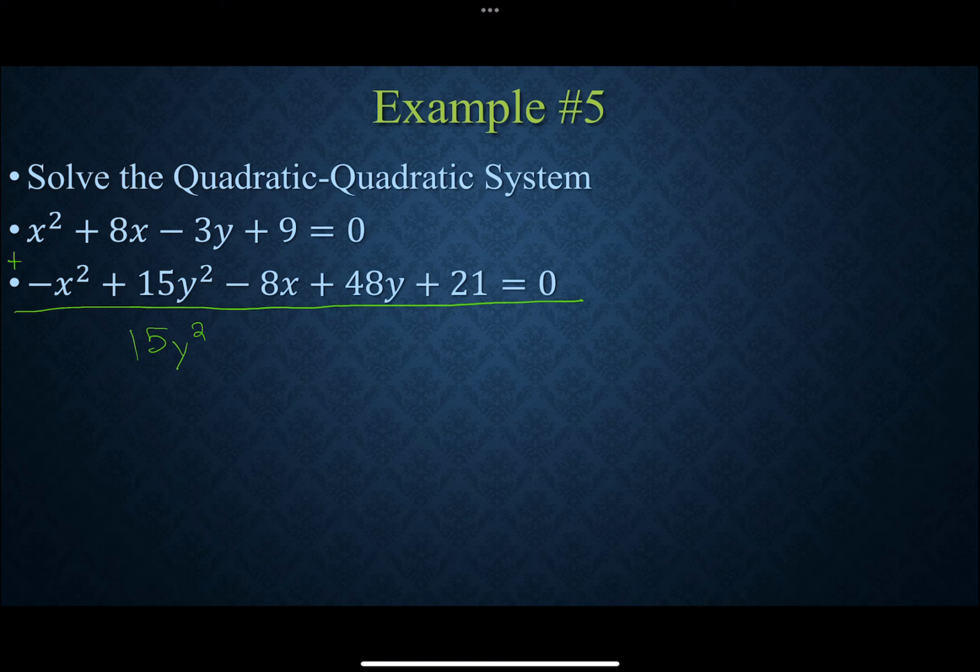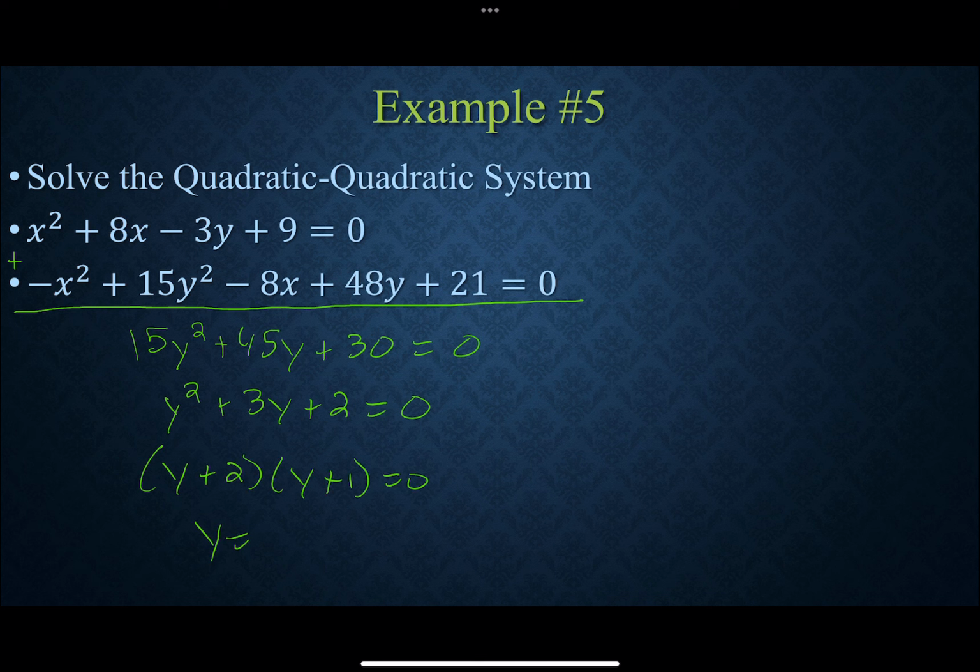So we get 15y squared, a positive 45y, and then a positive 30 when we add them together. Again, there's a number in front of the y squared, but it divides into everything. Y squared plus 3y plus 2. This factors for two y answers, y plus 2 and y plus 1, giving us negative 2 and negative 1. So this will probably yield a 3 or 4 solution set, because when I plug in negative 2, I'm going to have an x squared in there. It could be one answer from that, or it could be two answers from that, and same thing with the negative 1.